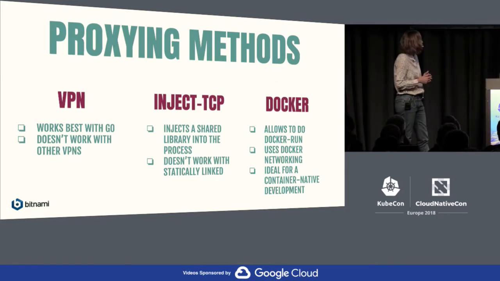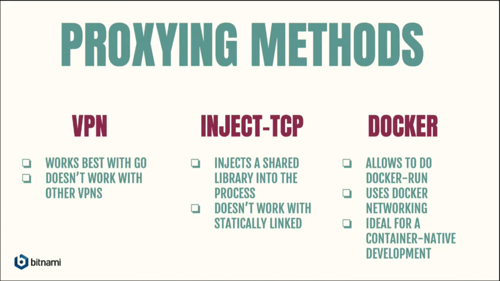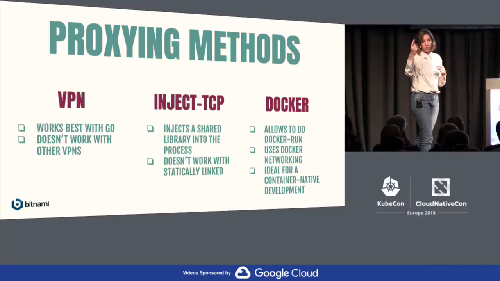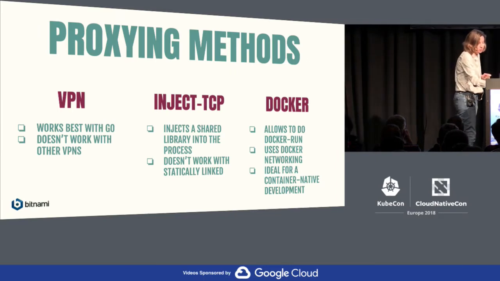Telepresence has several proxying methods. Each of those has pros and cons. You can use the one that you think is going to serve you better. The first one is VPN, where it creates basically a SSH tunnel between the proxy running in your cluster and the client, creating more or less like a VPN. The only downside is that you cannot use another VPN on top. And actually, I was testing the demo the other day, and I was freaking out because it wasn't working. It was because I was actually running on my company VPN.